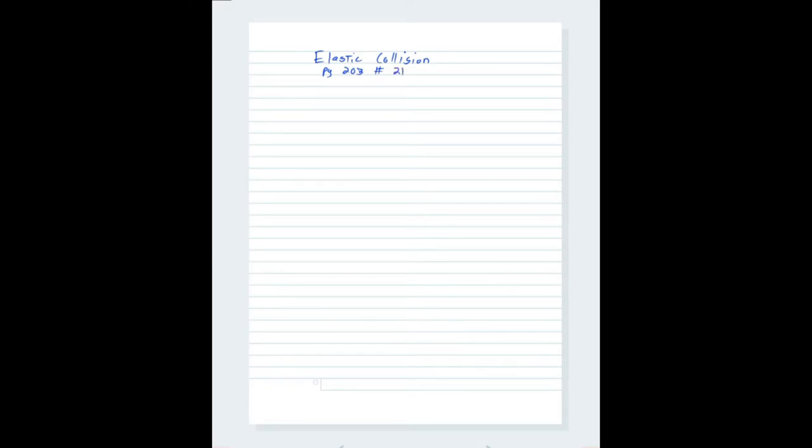21. It says, a ball of mass 0.44 kilograms moving east in the positive x direction with a speed of 3.7 meters per second collides head-on with a 0.22 kilogram ball at rest. If the collision is perfectly elastic, what will be the speed and direction of each ball after the collision?